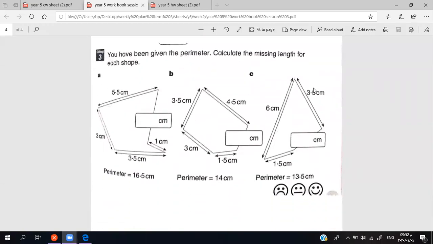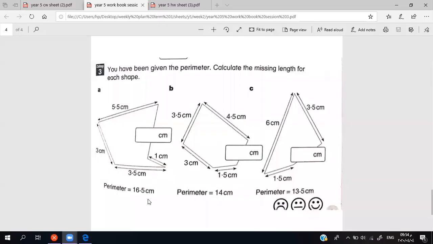Now I need you to open page 221 and look at challenge 3. Okay, now here it's a different question. I need you to think a little bit. Here he gave you the perimeter and he wants you to get the side. One side is not there.